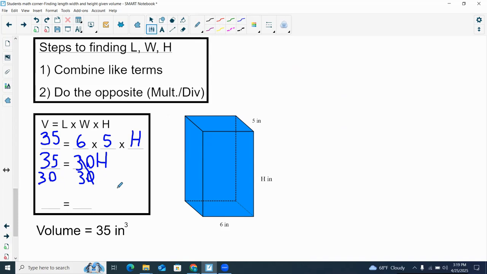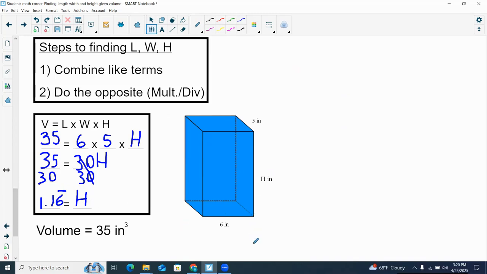which gives me 1.166666 repeating. So sometimes in math, you will get things like that. So how would you write that? Well, you would put 1.16, and then I'm going to put a line over that 6 because that line means repeating. And then that would be h.